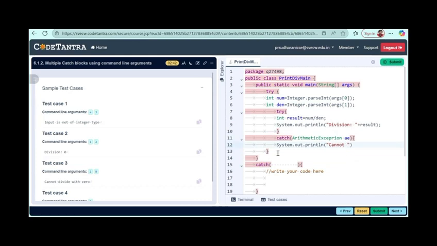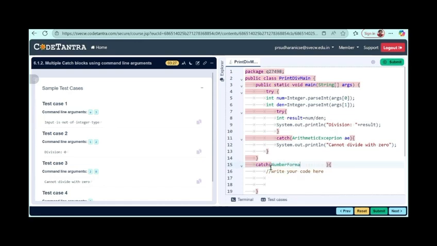Then we try to perform the division operation. So we are saying int result is equal to num by den. The program attempts to divide the numerator by the denominator. If it is successful, it prints the result. If the denominator is equal to 0, say for example I am trying to perform 10 divided by 0, it throws ArithmeticException. The program uses nested try catch blocks to handle different errors.